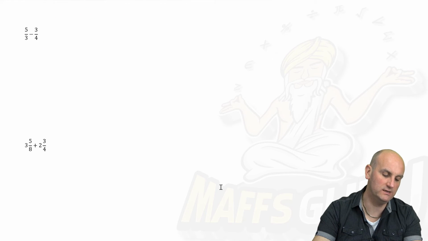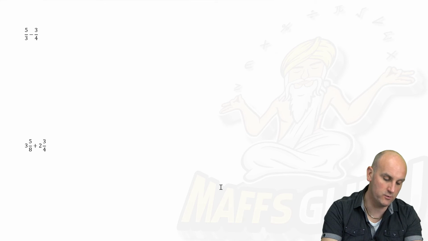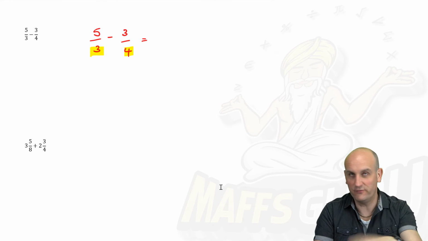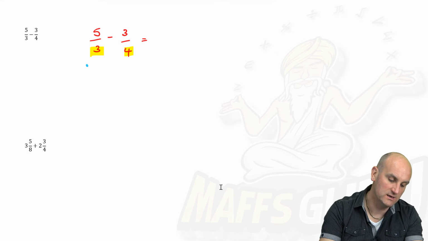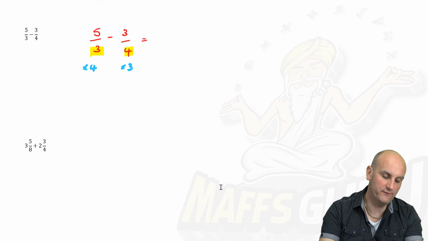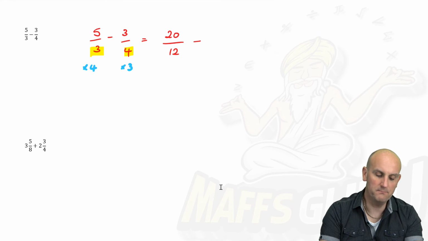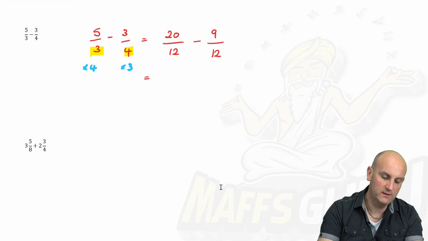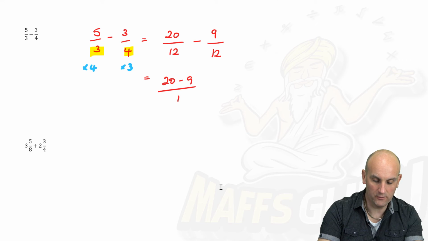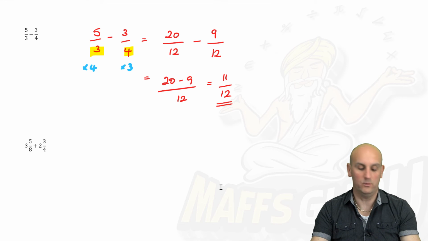5/3 minus 3/4. Are the bottoms the same? No. So I have 5/3 minus 3/4. The 3 and 4, does 3 go into 4? No, it doesn't. So what I'm now going to do is times that fraction by 4 and times that whole fraction by 3. So 5 times 4 is 20. 4 times 3 is 12. Minus 3 times 3 is 9. 4 times 3 is 12. The bottoms are now the same. So I get 20 minus 9 on 12, which gives me 11 on 12. That's not top heavy. We leave that one there.